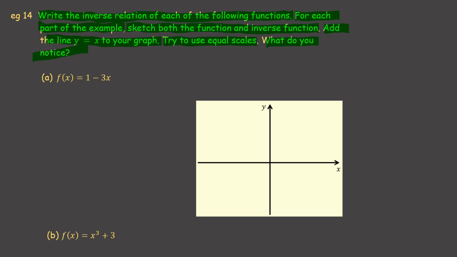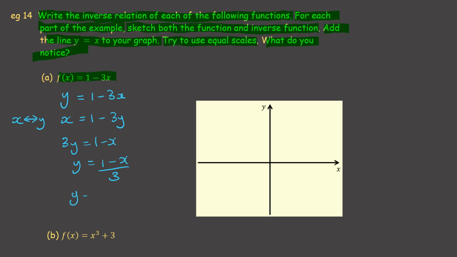What do you notice? The first one is f of x is 1 minus 3x. So let's follow the procedure that I outlined above. First of all, replace f of x with y. We then interchange x and y. So x is equal to 1 minus 3y. And rearrange to make y the subject. So 3y is equal to 1 minus x. y is equal to 1 minus x on 3, which you might write as 1/3 take away 1/3 x.